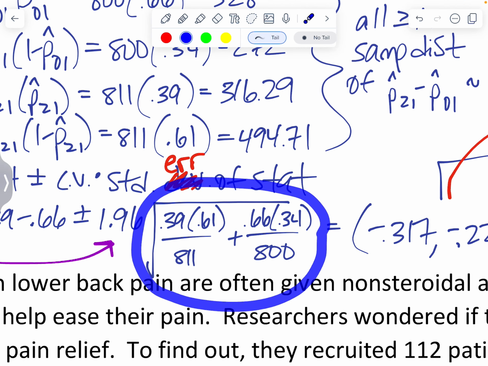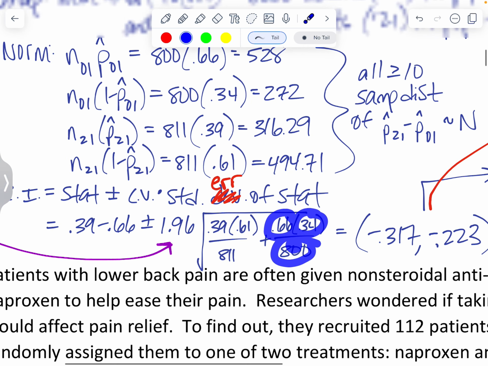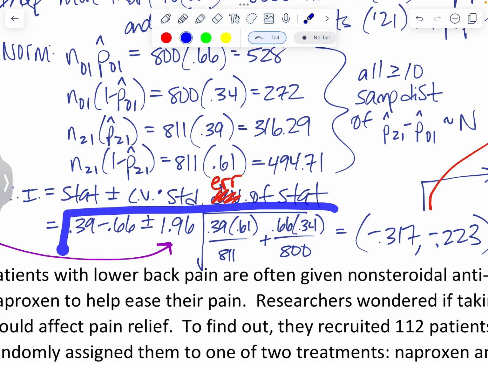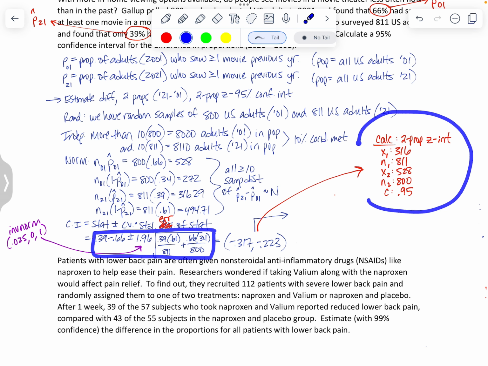So my N1 and my P hat 1 are the first thing that I'm subtracting from 2021. So the 39% times 61, that's the N from 2021. Now I'm repeating with all the numbers from 2001. Those go here. I could type this whole shebang into the home screen, but that's kind of a lot. So I could, but maybe it would be easier to, while you're looking at your calculator, reference the 2prop_z int.